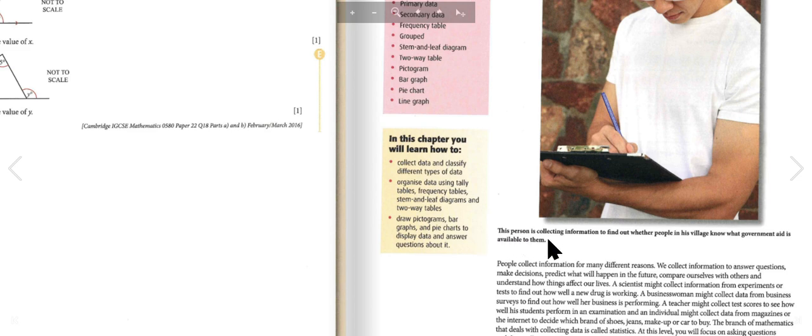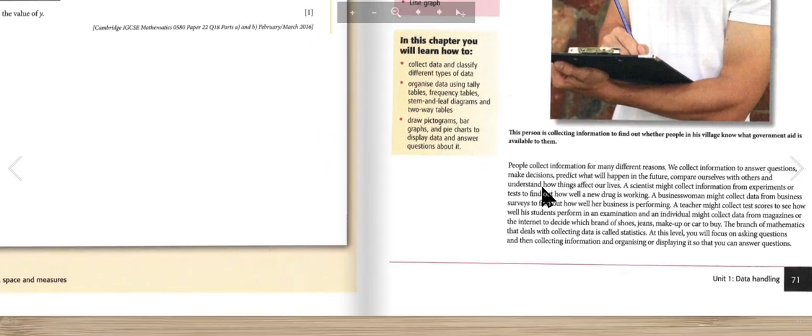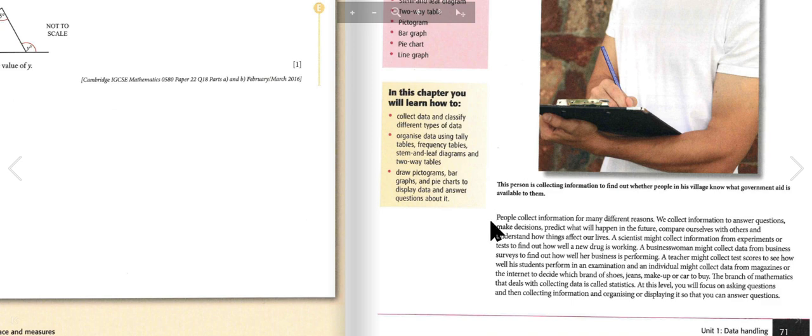This person is collecting information to find out whether people in this village know what government aid is available to them. People collect information for many different reasons. We collect information to answer questions, make decisions, predict what will happen in the future, compare ourselves with others, and understand how things affect our lives.